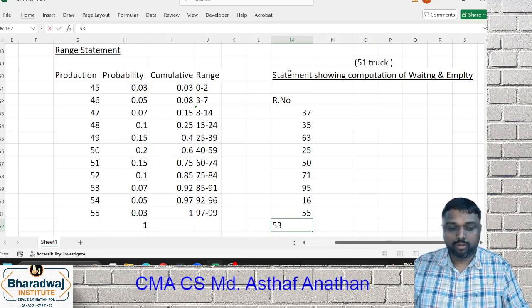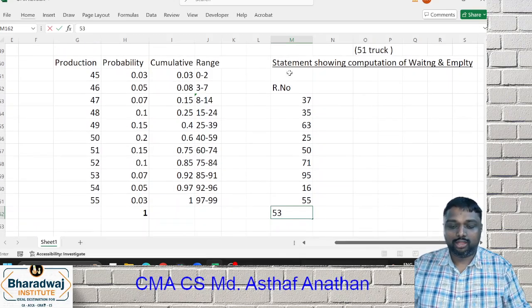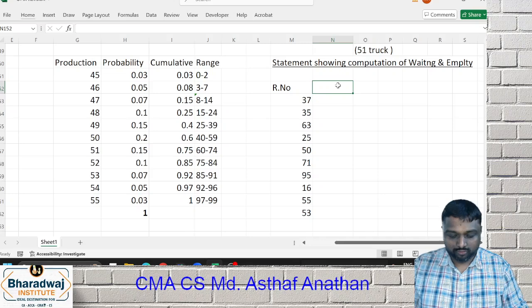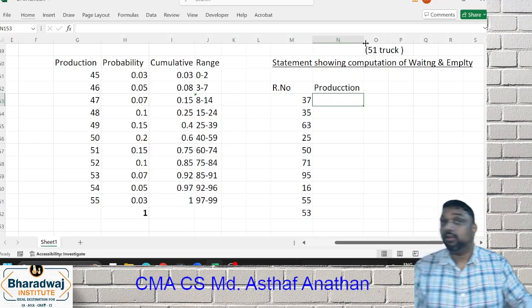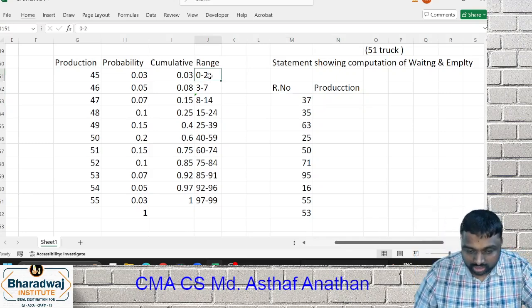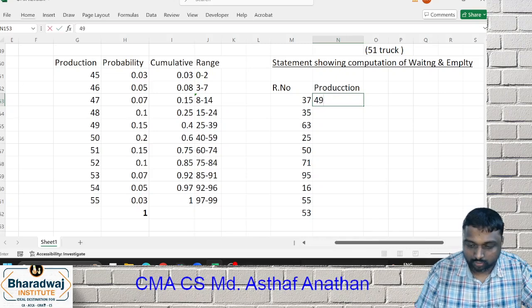Now, if you want to get this data, what do you have to do first? You have to go first to production. So how can you get production, friends? You have to check the corresponding column. 37, you have to check what is the corresponding. 37 is coming here, so 49.